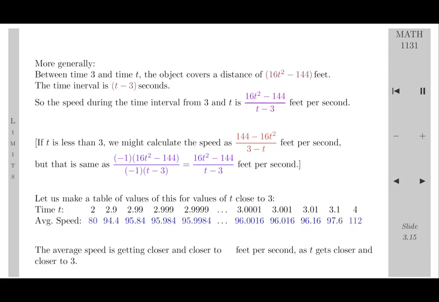When we look at the values in the table, we see that the values for the speed are getting closer and closer to 96 feet per second as the values of t get closer and closer to 3. It looks like when t equals 3, the speed should be 96 feet per second.